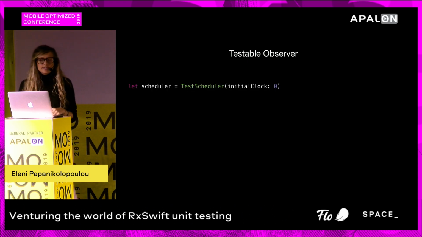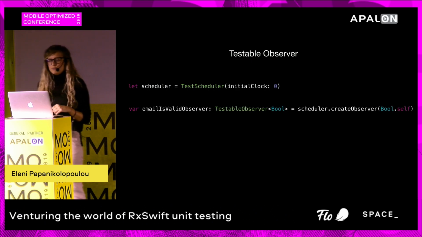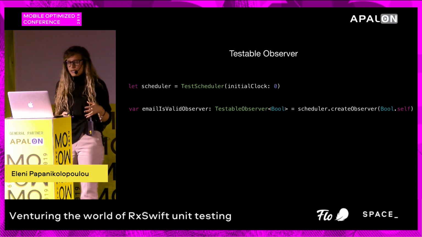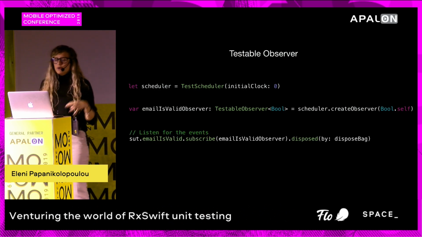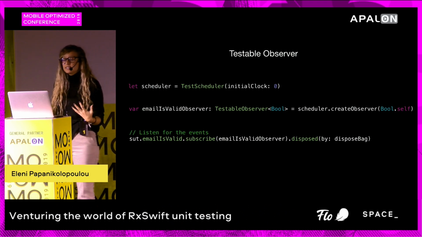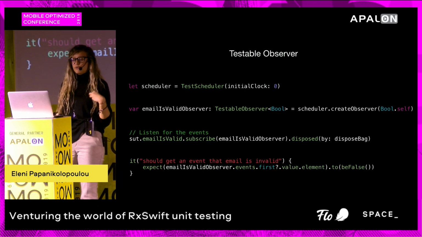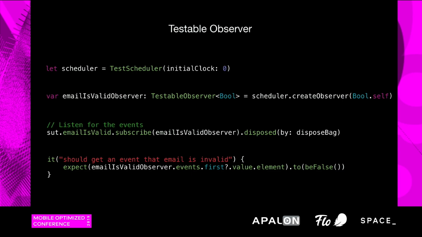So we initialize the test scheduler with a virtual time 0, and then we create the observer by using the scheduler, and then we subscribe the observable we want to test to that observer. So we will be able to listen for the events emitted from that observable. And then we can take the events emitted from the observer and validate the results.